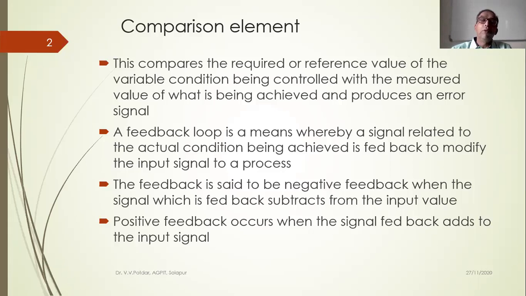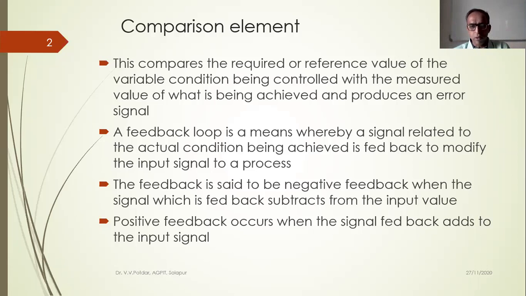A feedback loop is a means whereby a signal related to the actual condition is fed back to modify the input signal to a process. Taking the same familiar case of a furnace whose temperature is to be maintained at, let us say, 1500 degrees Celsius, I have maybe a thermocouple or a thermistor or an RTD, resistance temperature detector, a platinum type resistance temperature detector, used as a feedback element. That will sense the signal. The feedback loop generates an appropriate signal from the system, which can be compared with the set value.